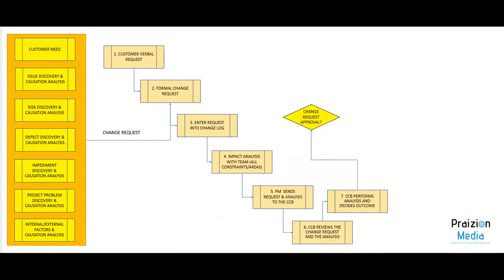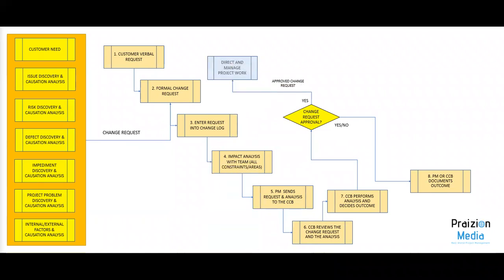The change control board has options to either approve or reject the request. If it's a yes or a no, whatever happens, the PM or the CCB documents the outcome. If the PM is on the CCB, then of course they'll know what to update. Or it could be a CCB member updating that change log. If it's a yes, then there's an approved change request, and that becomes an input to direct and manage project work so that the work can be done. Either way, the change log will be shared with stakeholders.